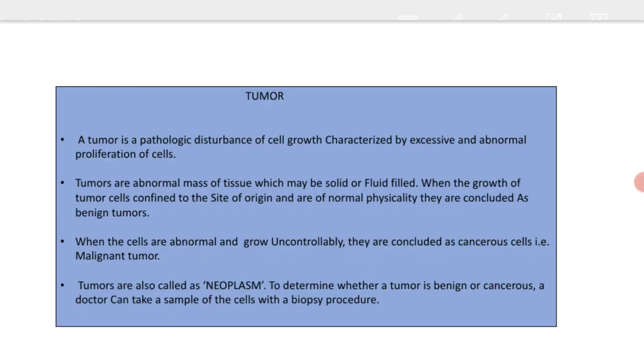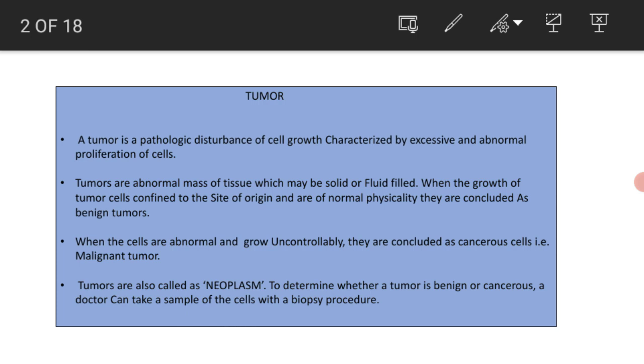Today we are discussing tumor. Tumor is a pathologic disturbance of cell growth characterized by excessive and abnormal proliferation of cells and their abnormal mass of tissue, which may be solid or fluid filled.